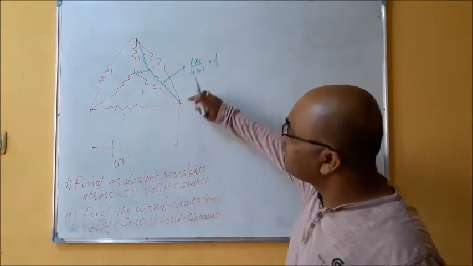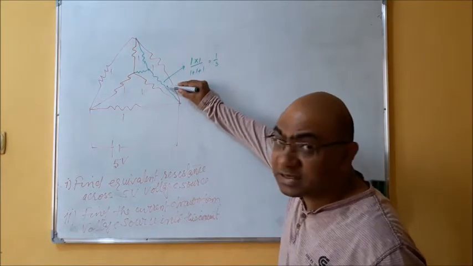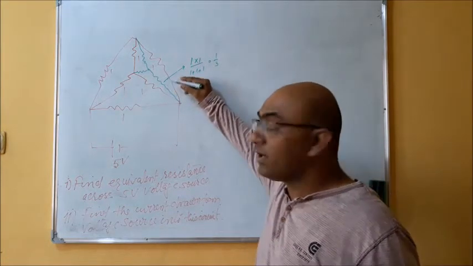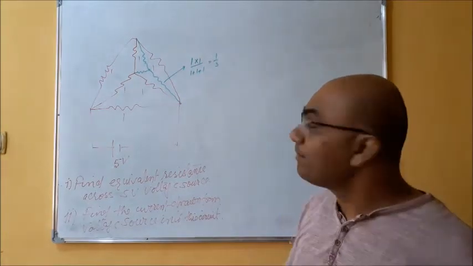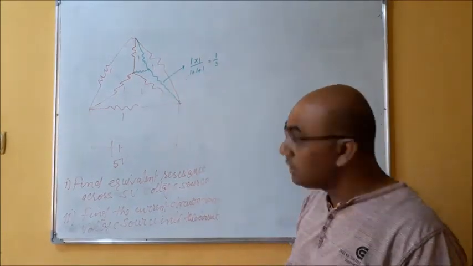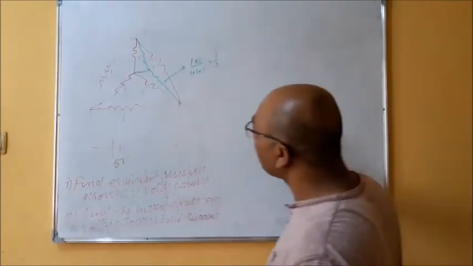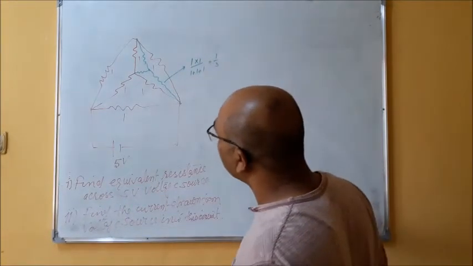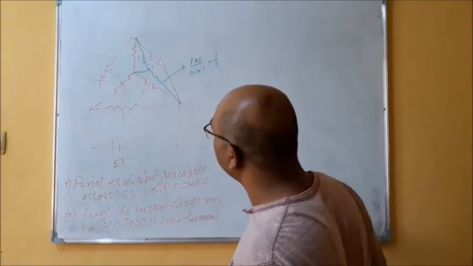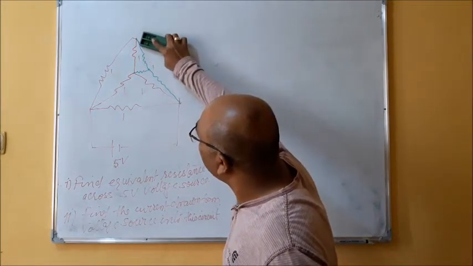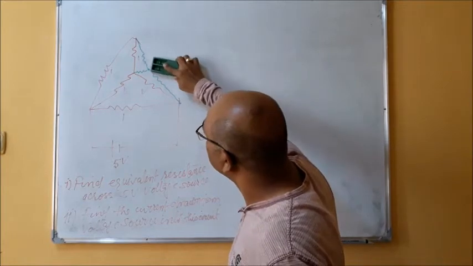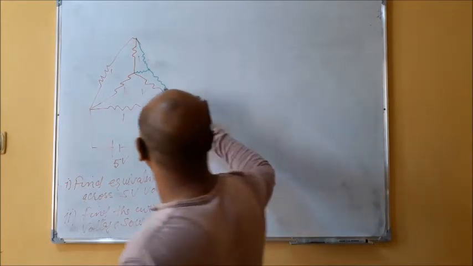And hence, what can I say? The value of this resistance is 1 by 3. In the same way, the value of this resistance and this resistance will also be the same because all the values are same. So what I can do, I can change this circuit like this. Okay, for this delta, I can replace it like this.